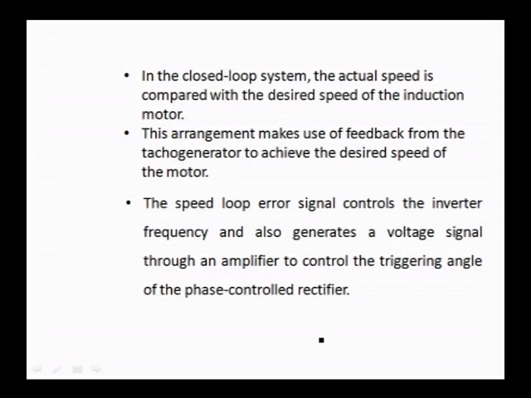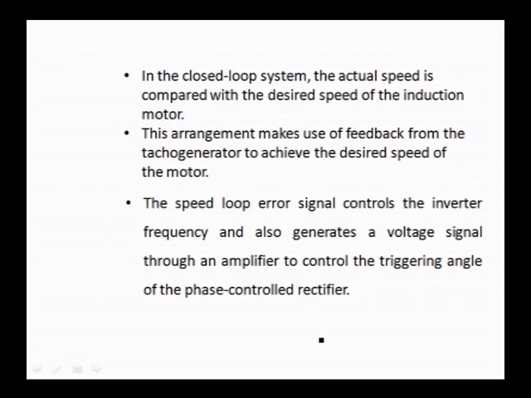If there is no error, it means the induction motor speed is equal to the desired speed, so normal operation will be continued. Whenever there is an error, we have to change the firing angles. These things are important, so the control circuit is important there. We have to vary the firing angles for both the rectifier as well as the inverter.